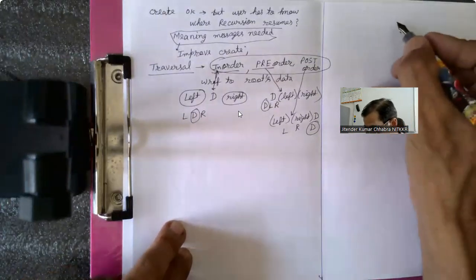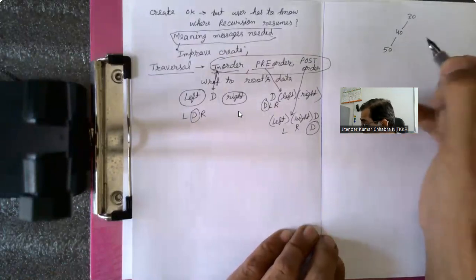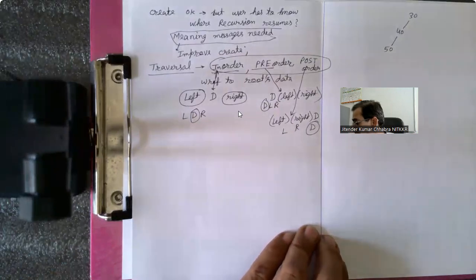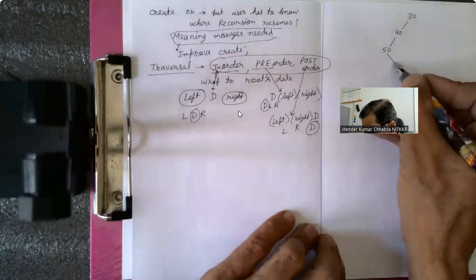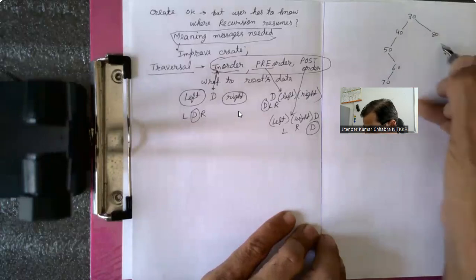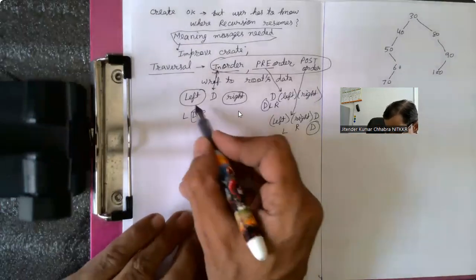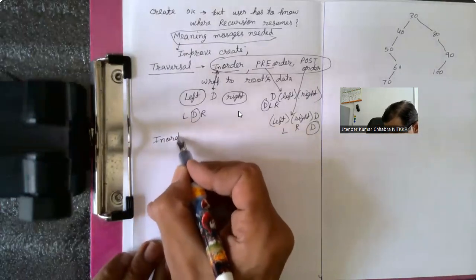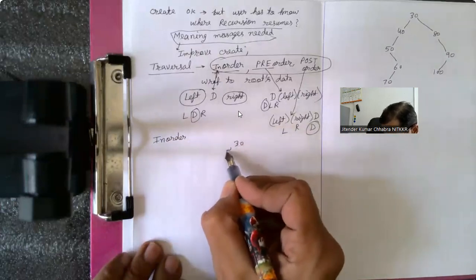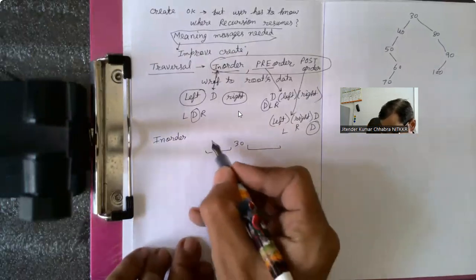For example, if I say that my tree is 30, 40, then I had 50. So I'll just use the same tree which we have just drawn, and I will continue to use the same again. Let me just keep this aside. So I had 30, 40, 50, 60, then I had 70. This side I had 80, this side I had 90, this side I had 100. So in order means 30 should be in between the left traversal and after 30 should be the right traversal.